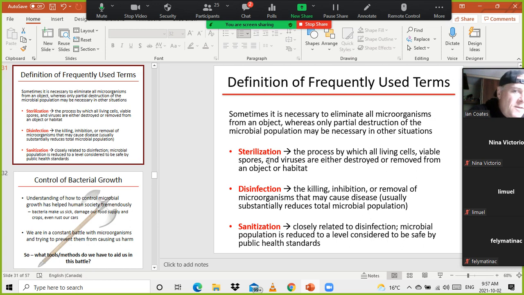You think about sterilization, disinfection, sanitation. Well, you know what? They all mean cleaning, right? But they all have specific meanings. And their meaning is relative to their level of cleaning. Sterilization, bang, the process by which all living cells, viable spores, viruses, everything is destroyed or removed. Okay? So sterilization is the end game. That's all microorganisms, all of their spores.